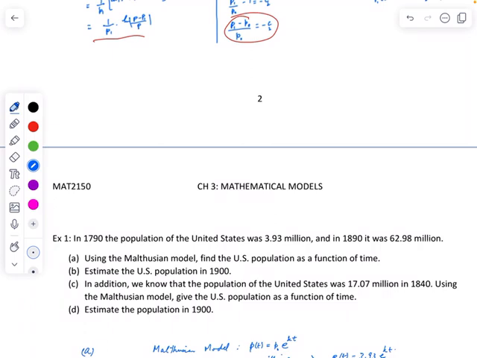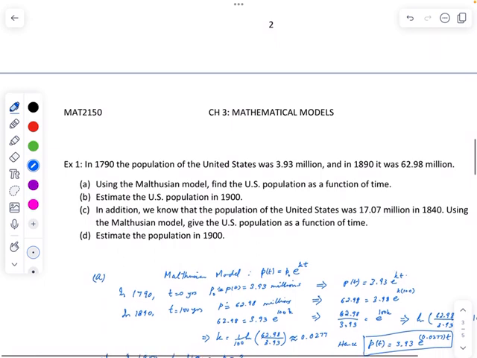Continuing with section 3.2, in the last video I showed you the formulas for the Malthusian model and the logistic model. So now we look at some examples. There is a table in your book in section 3.2 which gives you the census data and some more information about the population of the US. So we are getting information from that table and trying to do these problems.